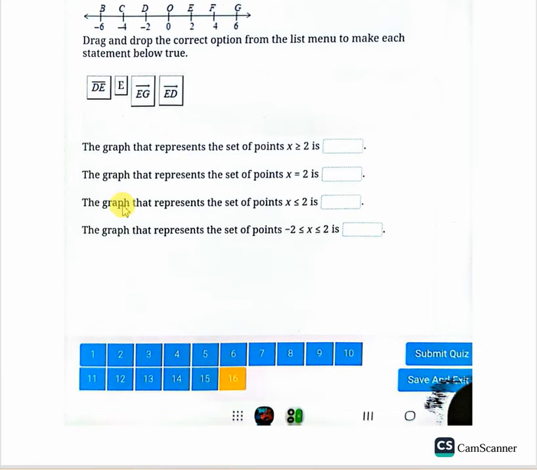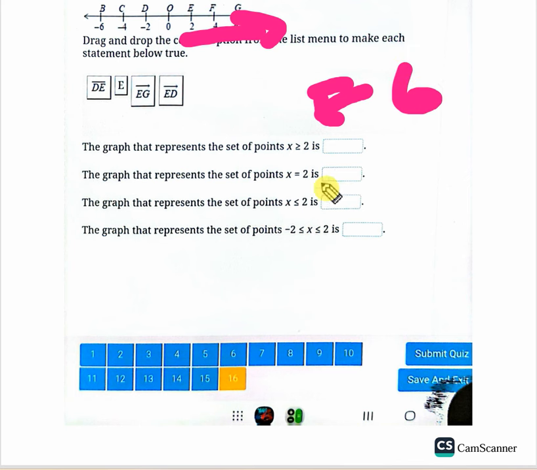Okay, this one, it's easy, you guys would know how to do this. The first one is X more than 2, so it's all of this direction. What is going in this direction? E and G. So EG will be for the first one. The next one, X is 2, so this is going to be E. The next one is X is less than 2, so that's going to be ED, because ED is going in the opposite, in the lesser direction, negative direction. And then this one is a segment that's stuck between 2 points.